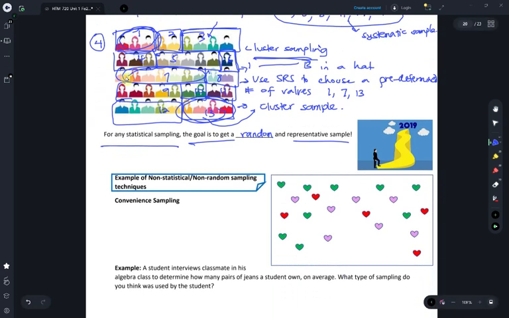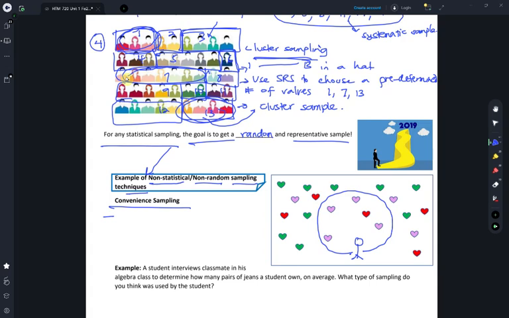So, we now want to explore some examples of non-statistical or non-random sampling techniques. A very good example is convenience sampling. In this case, consider if I was standing right here and to select a sample to represent this group, I only selected these people as my sample. You agree with me that the sample demographics seems to have left out the green group.